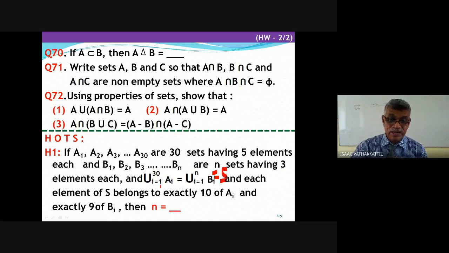Right? Each element belongs to exactly 10 of Ai, A1, A2, A3, up to A10, or maybe A1, A3, A5, something like that. Exactly 10 of Ai and exactly 9 of Bi. Then what is n? What is S here? S actually is the union of Ai or union of Bi, both are equal. That is denoted by S.